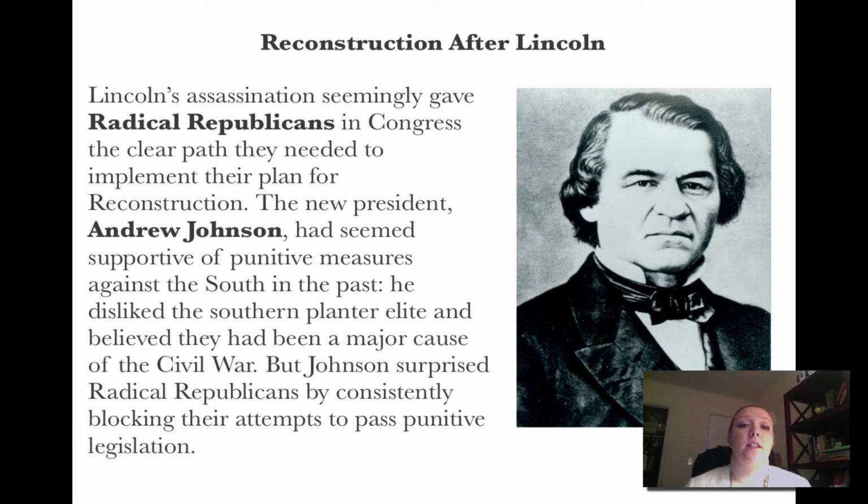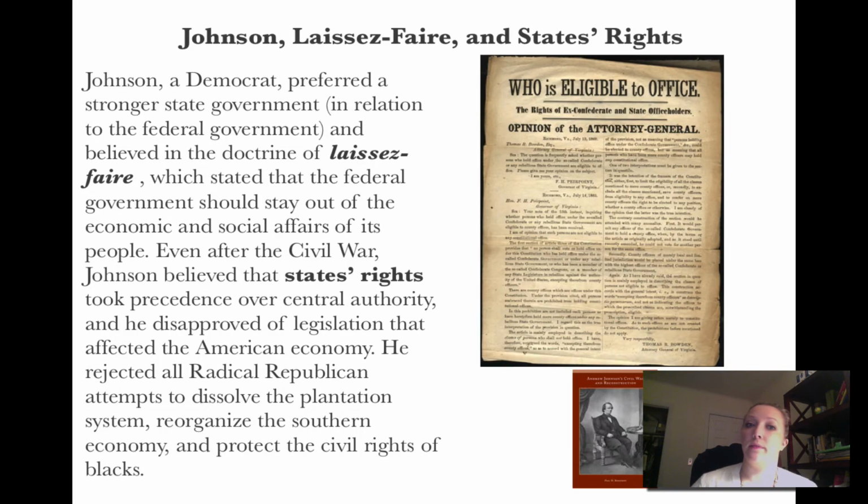Lincoln's assassination seemingly gave radical Republicans in Congress the clear path they needed to implement their plan for Reconstruction. The new president, Andrew Johnson, had seemed supportive of punitive measures against the South in the past. He disliked the Southern planter elite and believed that they had been a major cause of the Civil War. But Johnson surprised the radical Republicans by consistently blocking their attempts to pass punitive legislation, and we'll take a look at what President Johnson vetoes or tries to veto.